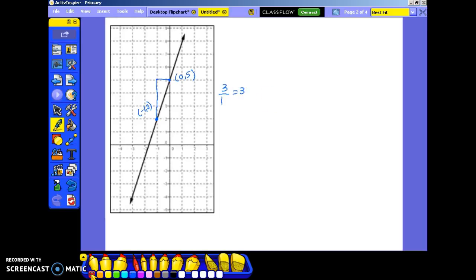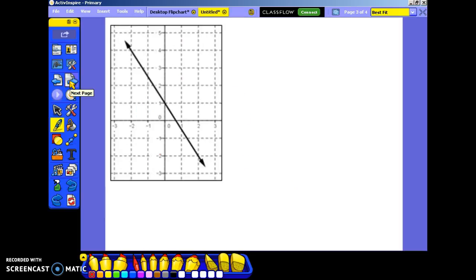I'm going to pick one more point so that I can make a similar triangle. I'm going to go to -2, -1, and I'm going up 1, 2, 3, 4, 5, 6. To complete the triangle, I'm going to the right 1, 2, which also simplifies 6 over 2. 6 divided by 2 gives me 3. So my slope is 3.